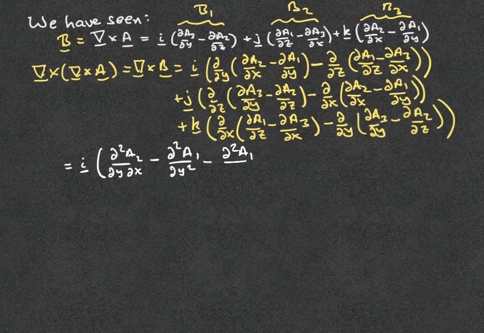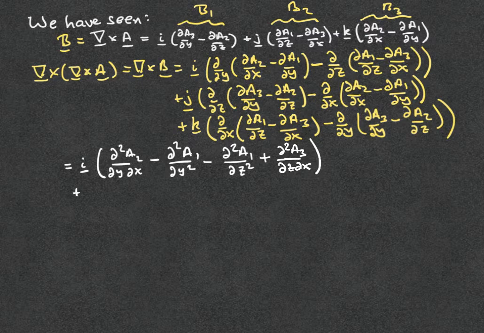minus, now carrying on expanding this, and it's d2A1, it's the same thing, and now differentiated twice with respect to z, and then we get a plus sign because it's minus minus, and it's d2A3 dz dx, close brackets.